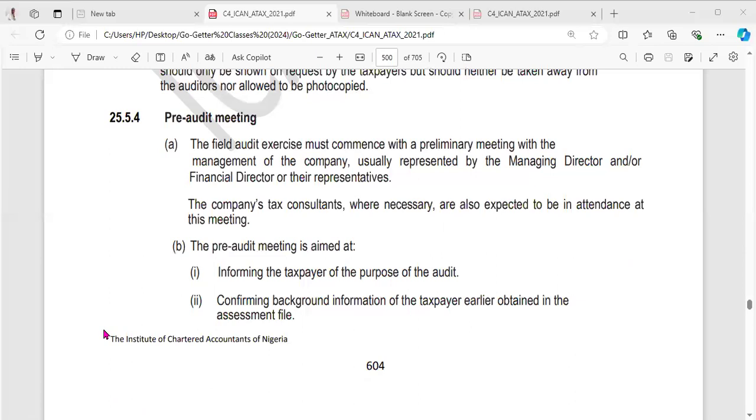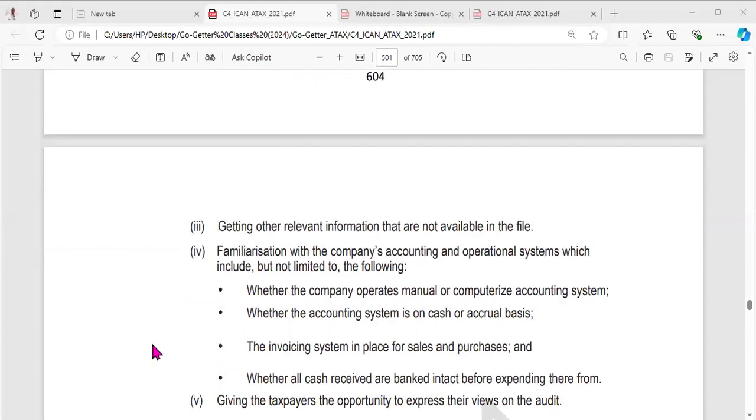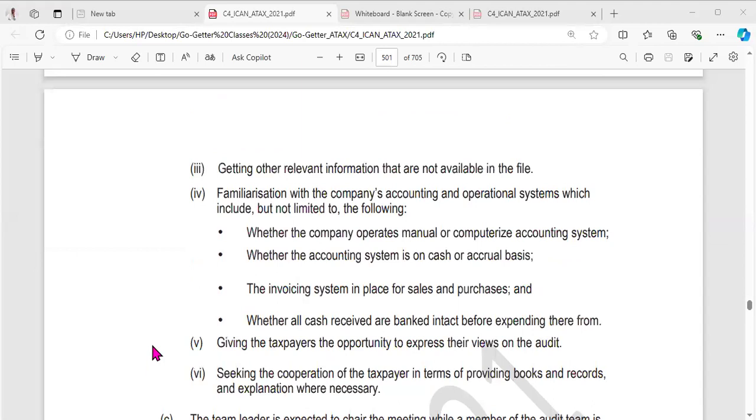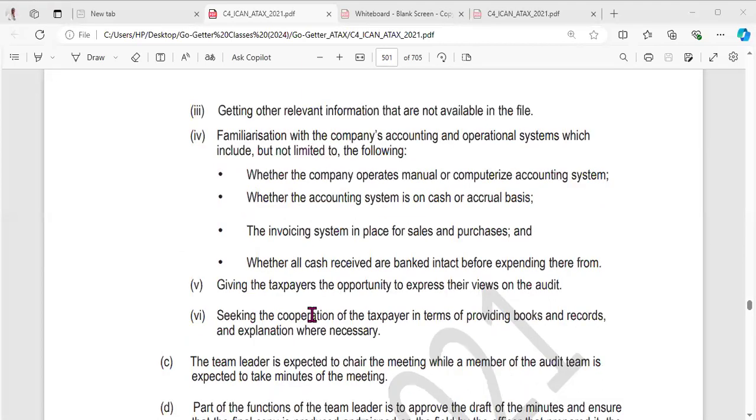Then there's going to be a pre-audit meeting. The audit exercise must commence with a preliminary meeting with the management of the company, usually represented by the managing director or finance director, and the tax consultant will be in attendance. Now, the preliminary meeting will be aimed at informing the taxpayer of the purpose of the audit and to confirm the background information of the taxpayer that you have obtained from his file, and also getting other relevant information that is not available in the file that was submitted to them. Then they want to confirm certain operating systems, the accounting operating system used by the company, and they are going to look at other opportunities for the taxpayers to express their view on the audit.